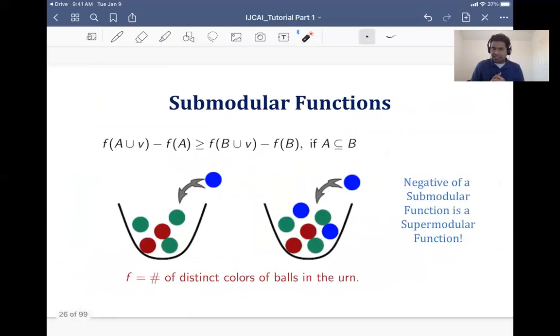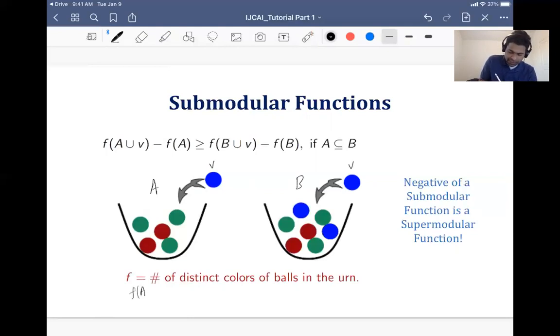So what is submodularity? Submodularity is a very intuitive diminishing returns criterion. What it basically says is that as you go from a subset to a superset, as the context of the set grows, the gain of adding an element shrinks. So define here a particular subset A, and I have a new item V. And this is a subset B, and I have the same new item V.